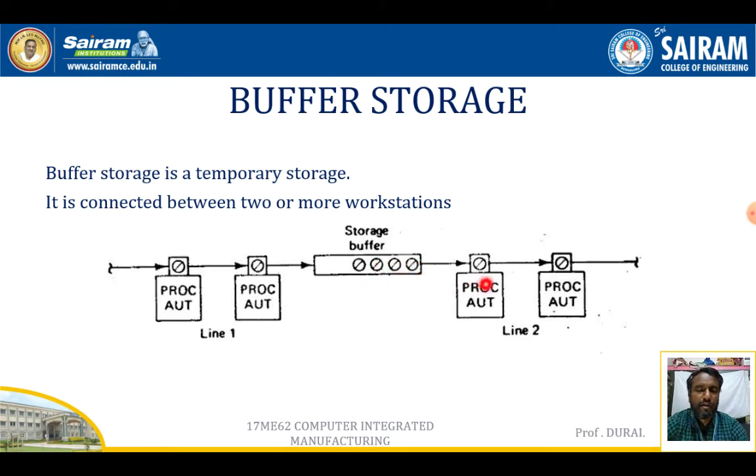Or sometimes the machines of line 2 may fail. At those times, without affecting the production of the first and second workstations in line 1, which continue working, the buffer storage has to be used over here. And also sometimes the line itself acts as a buffer storage.